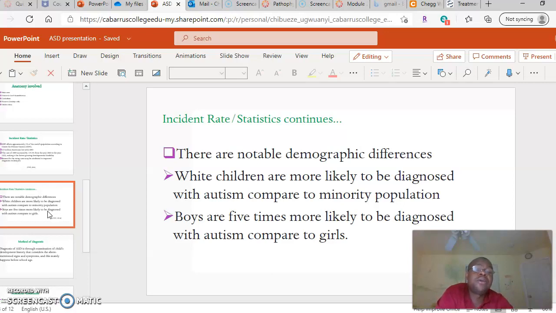There are notable demographic differences also in terms of autism. White kids are more likely to be diagnosed with autism compared to minority populations like Blacks or Hispanics, and boys are 5 times more likely to be diagnosed with autism compared to girls.